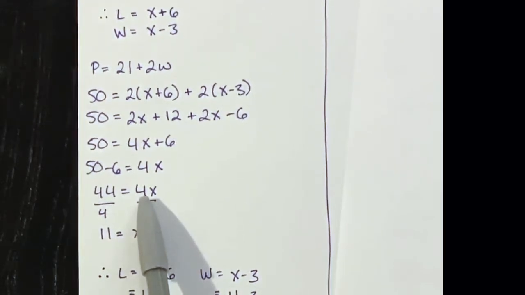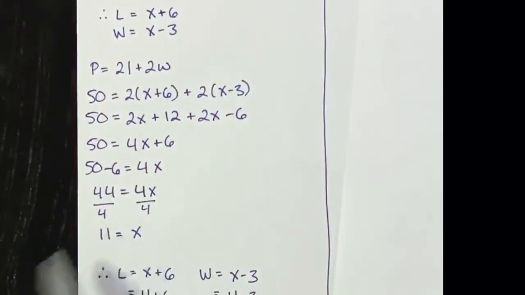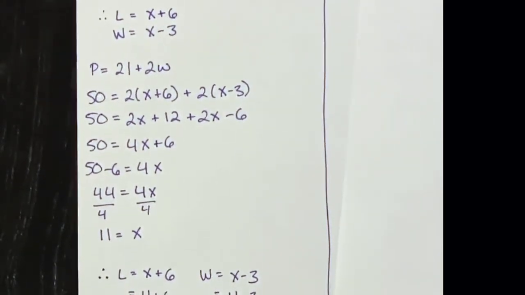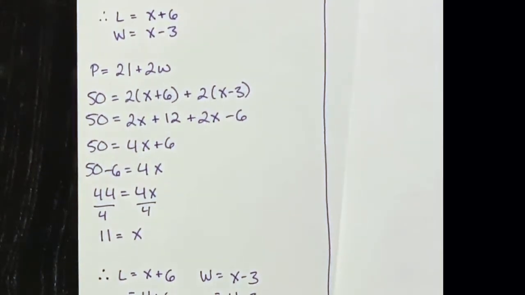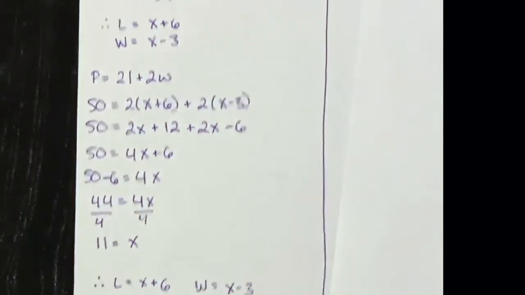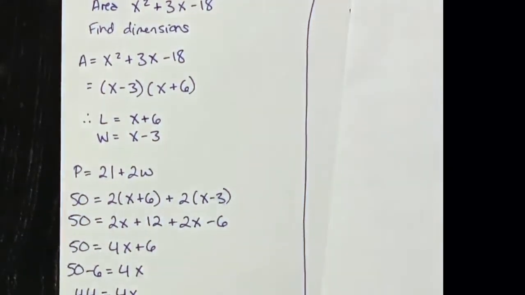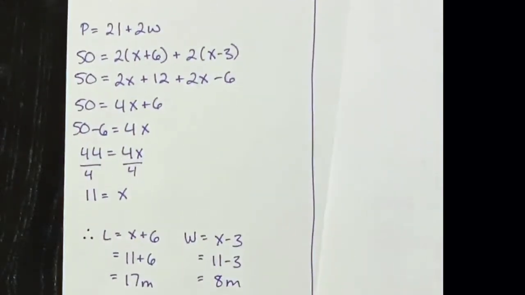How do I get the x by itself? Divide both sides by 4. So 11 equals x. So if I now know that x equals 11, what is my actual length? Remember up here, I said length was x plus 6, and I said width was x minus 3. Well, now I know what x is, right? X equals 11.